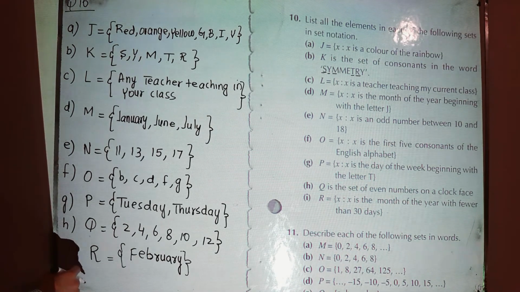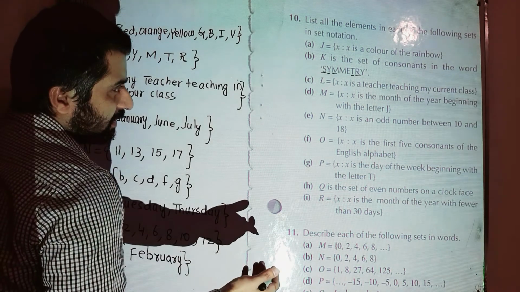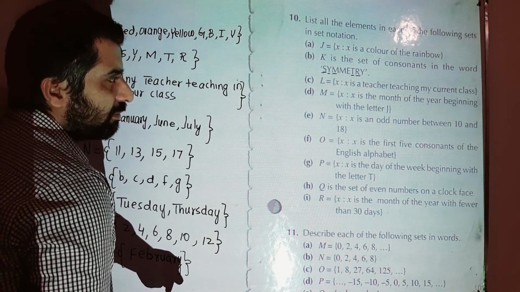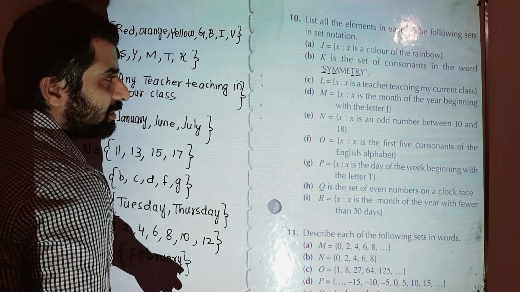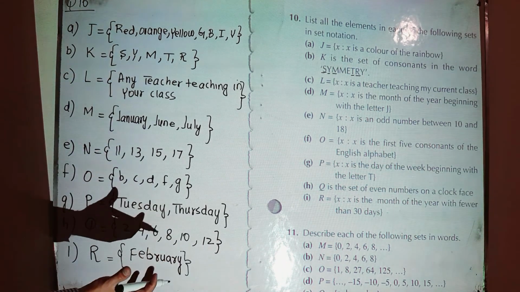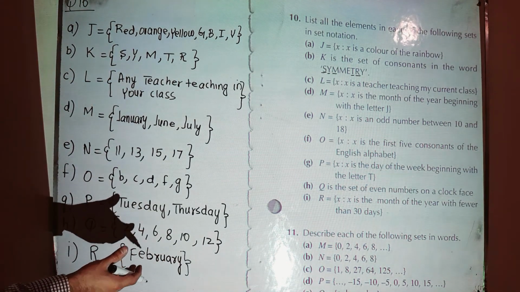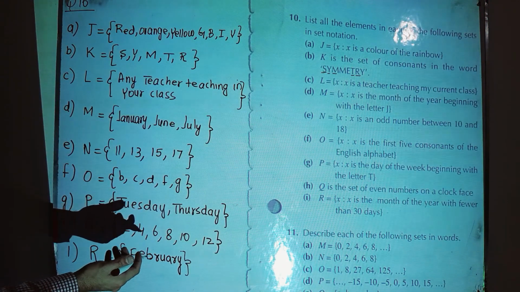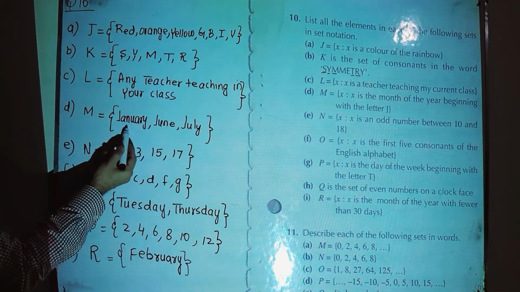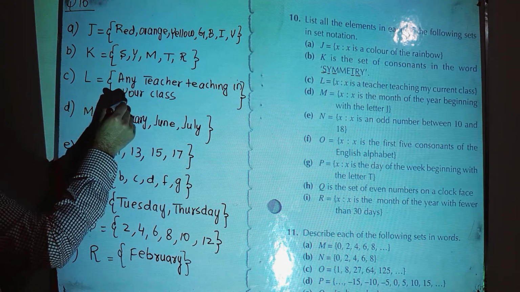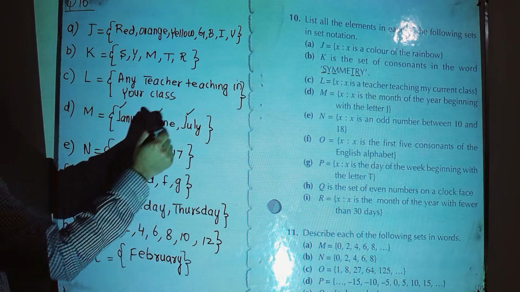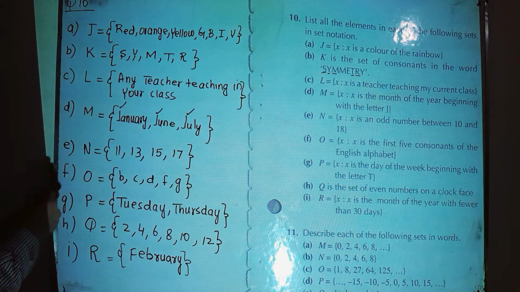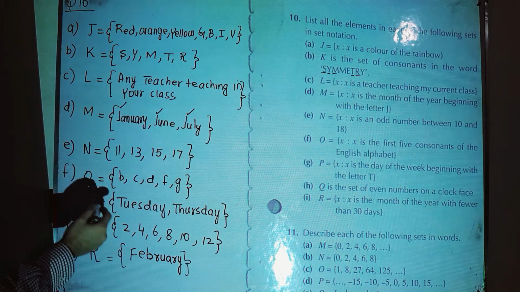Part D is M is x such that x is a month of the year beginning with the letter J. So we have months in a year, and a few of them start with the letter J, and they are January, June, and July. The answer for this one is these 3 months.